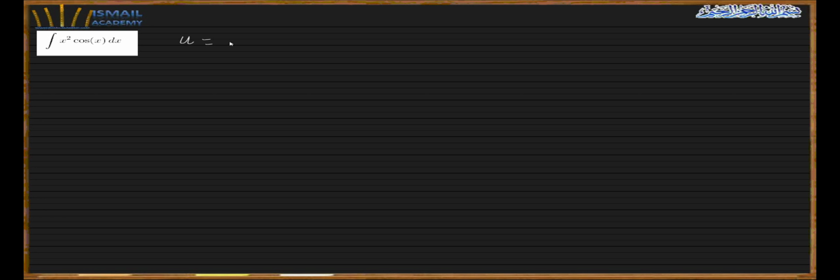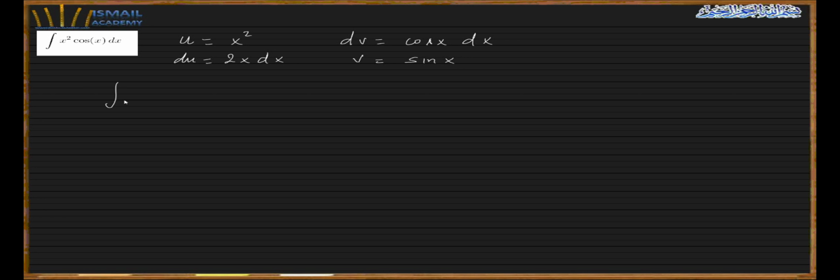So u will be my polynomial. All the time, if you have polynomial times trig, always use your polynomial as your u, and dv will be your trig. So dv will be cosine of x dx. Here I will have my du be 2x dx, and v will be sine of x.